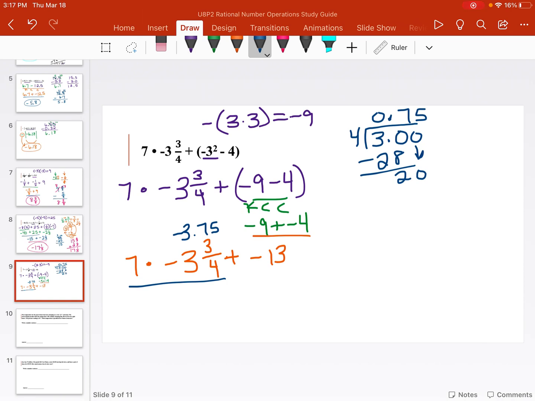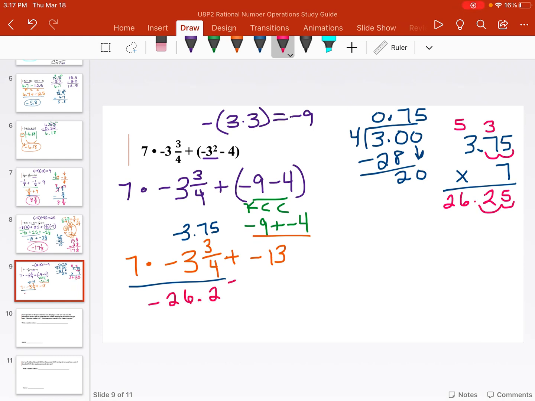So then I can do 3.75 times 7. 7 times 5 is 35. 7 times 7 is 49, plus 3 is 52. 7 times 3 is 21, plus 5 is 26, and then 1, 2 decimal places, getting -26.25, or if you use that fraction, -26 and 1/4, it's the same thing.